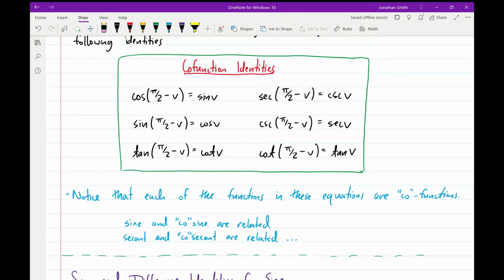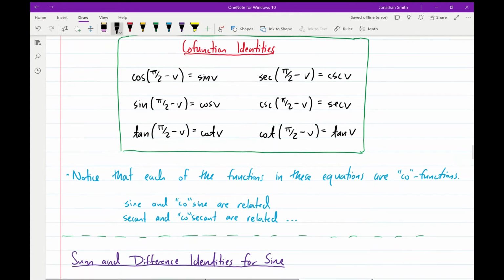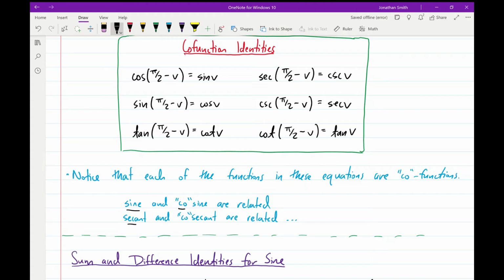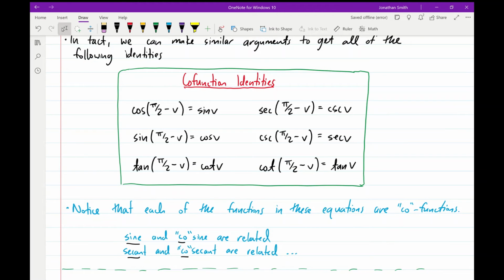So why are these called the cofunction identities? Well, notice that in each of the equations we have cofunctions on either side. What do I mean by that? Sine and cosine are related in these equations here, secant and cosecant are related in these equations, and then finally tangent and cotangent. So we have this identity that relates a function of pi over 2 minus v and then the function of v, and it relates the function with its cofunction.